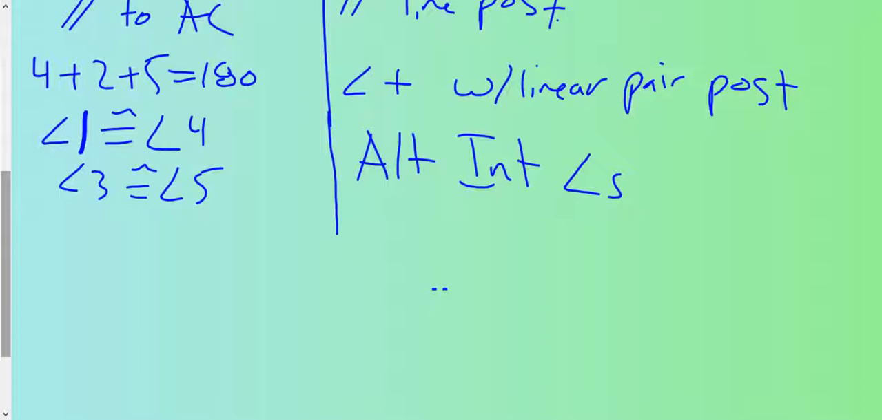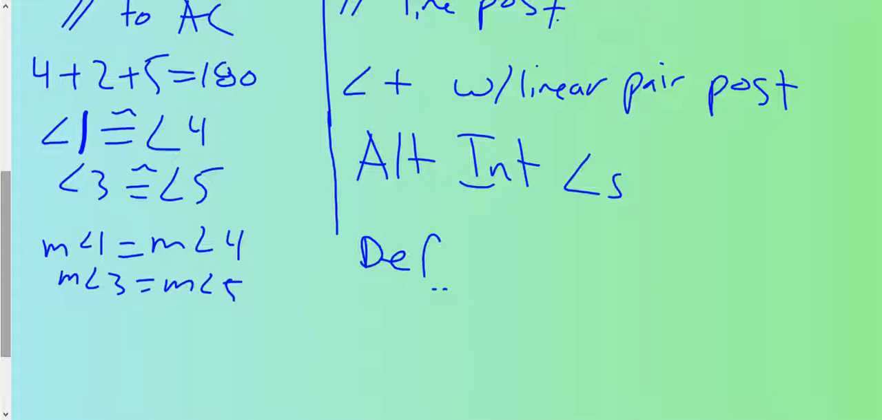And then technically I have to say that the measure of angle 1 equals the measure of angle 4, the measure of angle 3 equals the measure of angle 5. Definition of congruency.